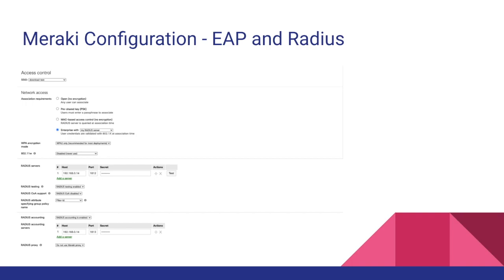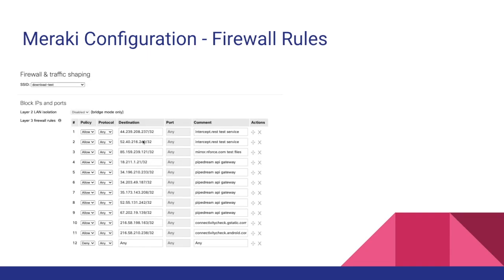So on the Meraki home network that I have here, we do have, if you can see it, radius running 802.1x, so requiring EAP to be used, with just the relevant radius servers set up. Also the firewall rules, so only allowing obviously Pipedream as the API and the relevant download sites that we are using to test this application.